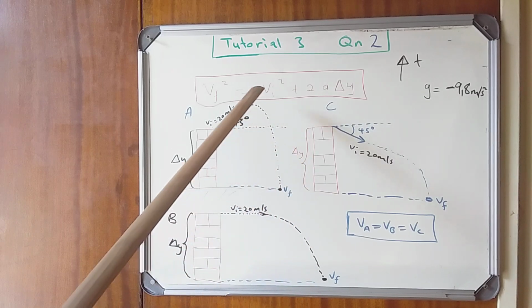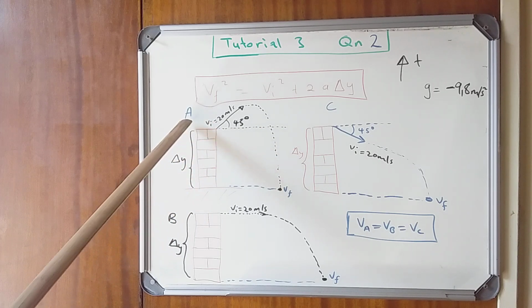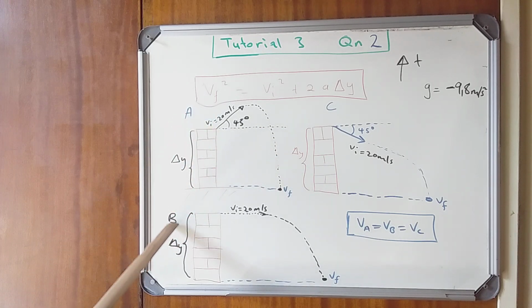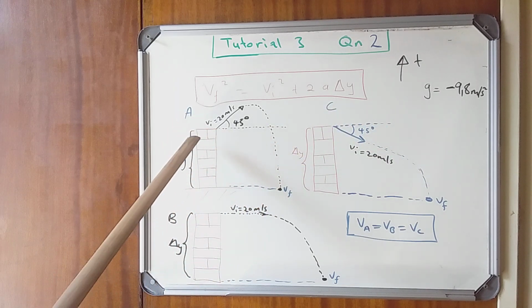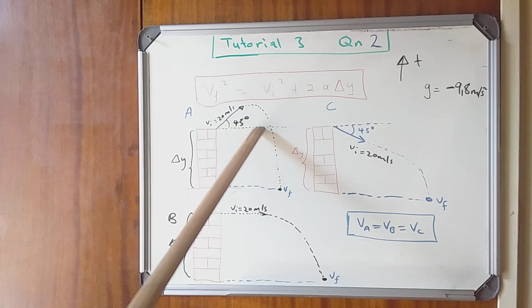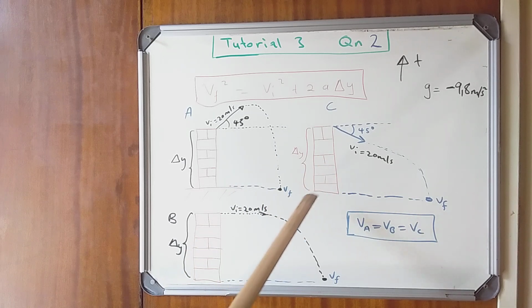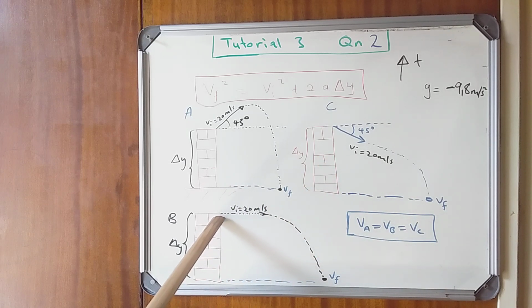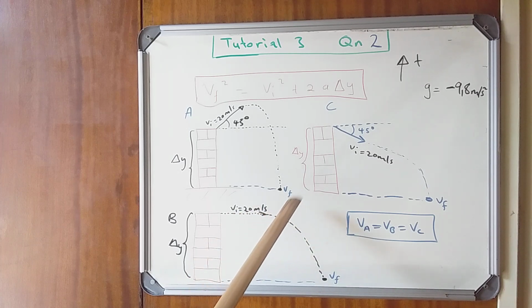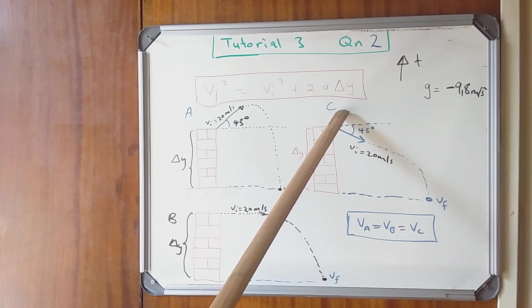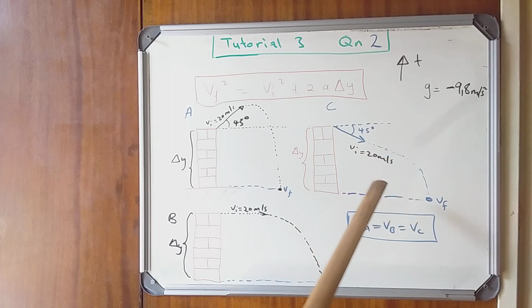So this is tutorial 3, question 2. We're told that there are 3 identical balls, A, B, and C. The first ball, A, was thrown at an angle of 45 degrees with the horizontal, and the second one, ball B, was thrown horizontally with an initial velocity of 20 meters per second, and the third ball, C, was thrown at an angle of 45 degrees below the horizontal.